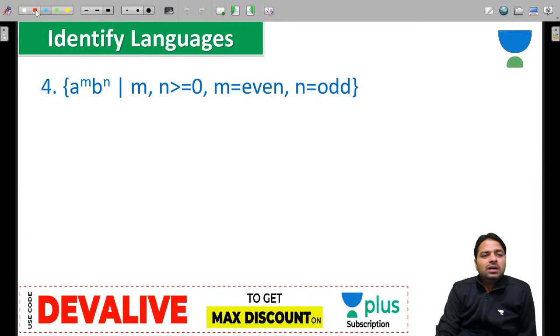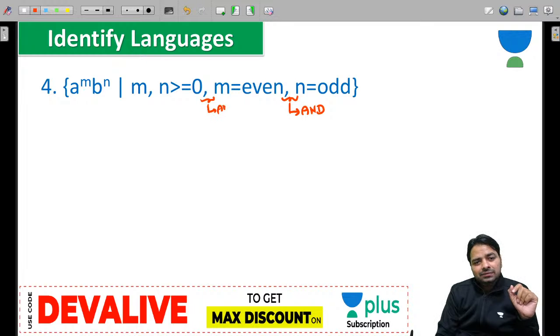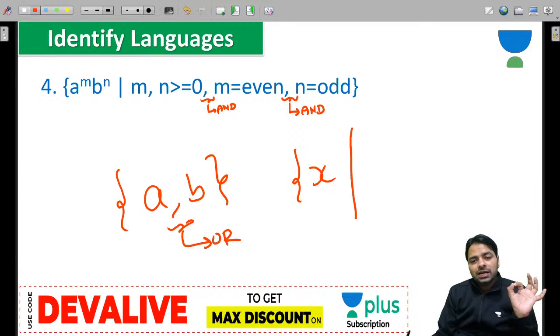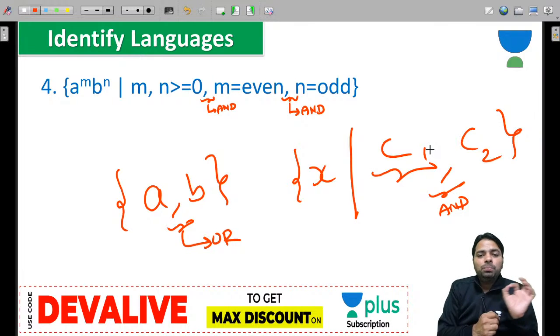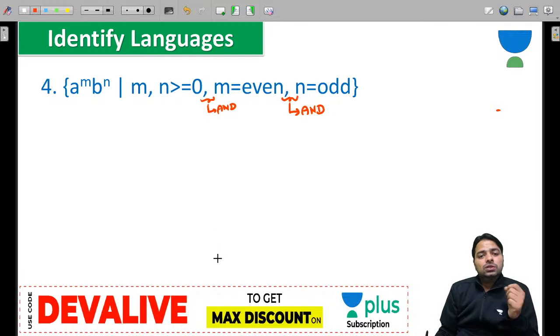Now this is m is equal to even. This comma, most people get confused. Remember that this comma represents AND. If you are saying A comma B, this comma represents OR. But when you are saying X such that some condition 1 comma condition 2, this represents AND. If they want to write OR, they must mention C1 or C2. They don't put a comma. Either they write AND or a comma to represent AND, but for OR they should use the word OR. Be careful which meaning you are trying to understand. Commas are not the same everywhere, right? So this comma represents AND.